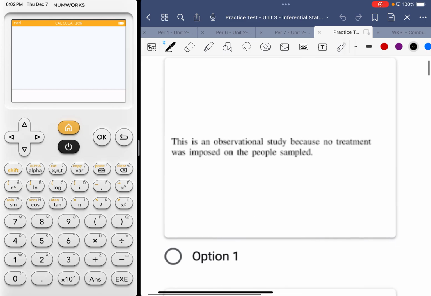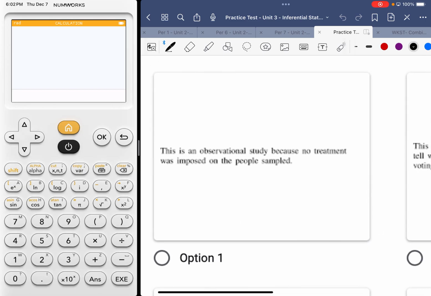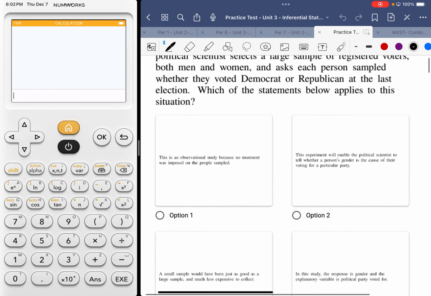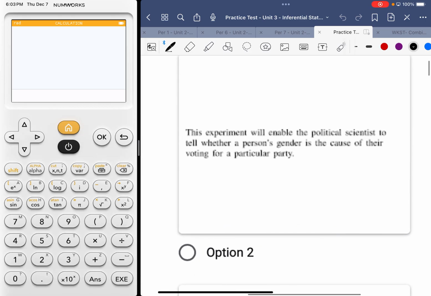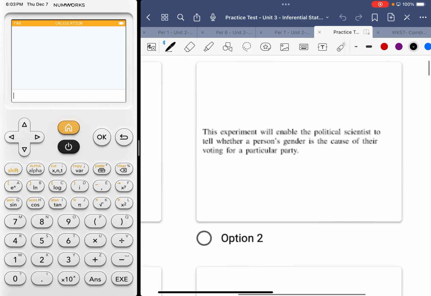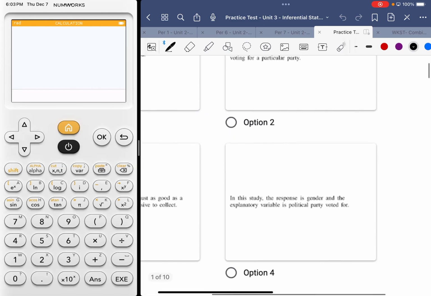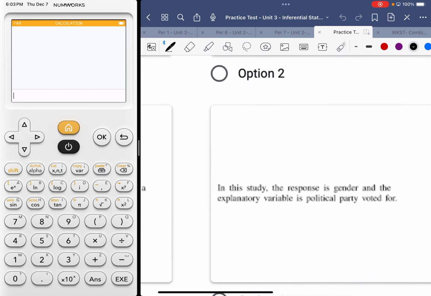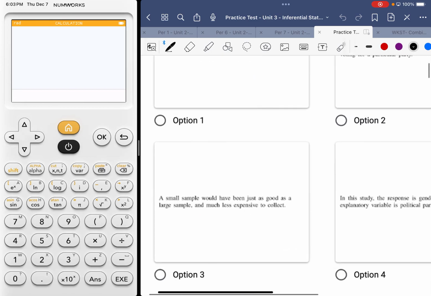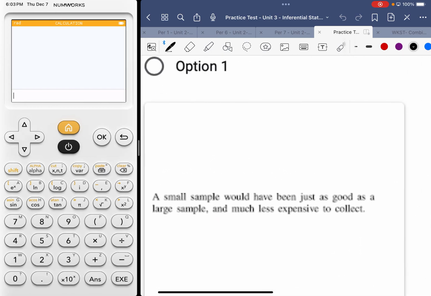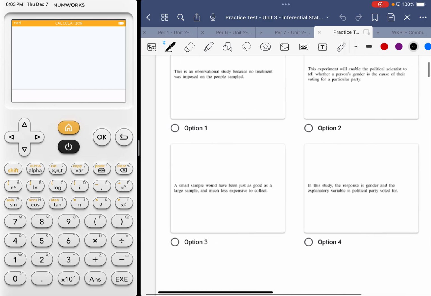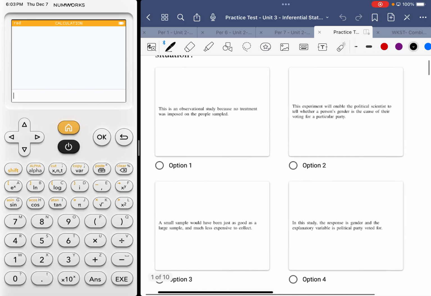So we have the first possibility: it's an observational study with no treatment. Then, it's an experiment, right? Establishing cause and effect. The response is gender, and the explanatory variable is political party voted for. And then the last one, in no particular order: a small sample would have been just as good as a large sample and much less expensive to collect. All right, so those are different possibilities.